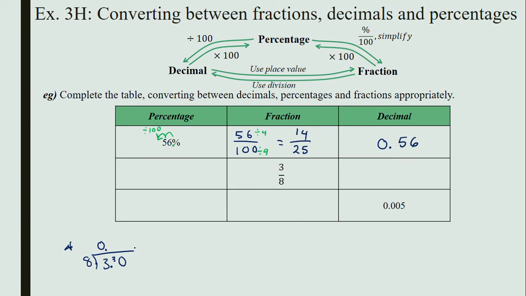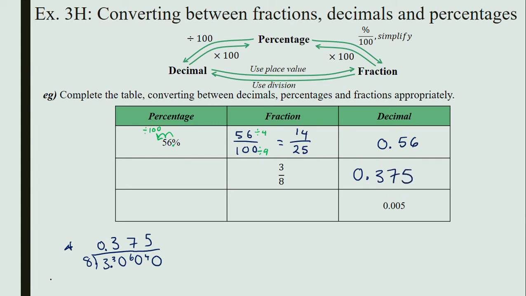8 goes into 30 3 times, so 3 times 8 is 24, remainder 6. 8 goes into 60 7 times, so 8 times 7 is 56, remainder 4. And 8 goes into 40 5 times. We have no more remainders. What we have now is 3/8 as a decimal.